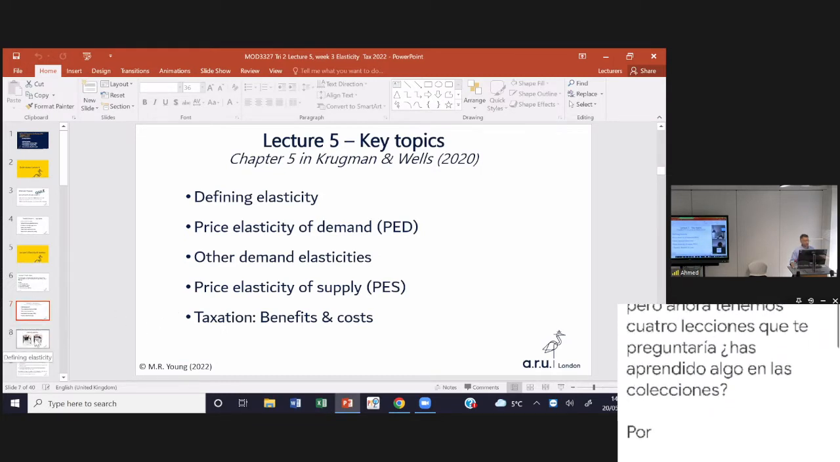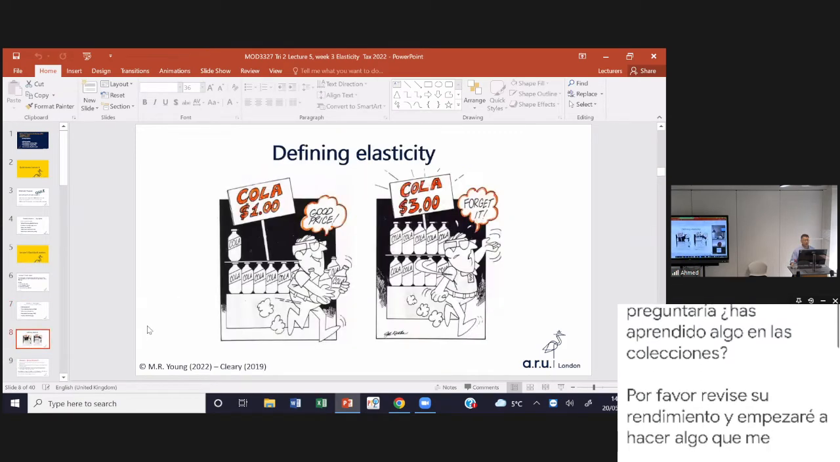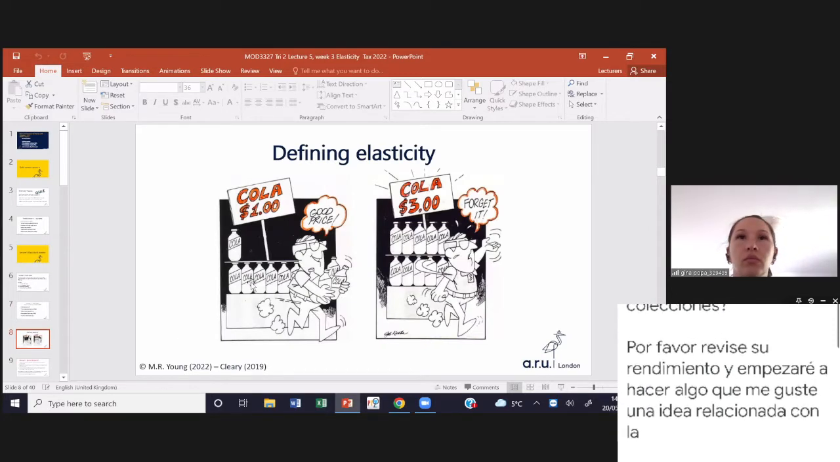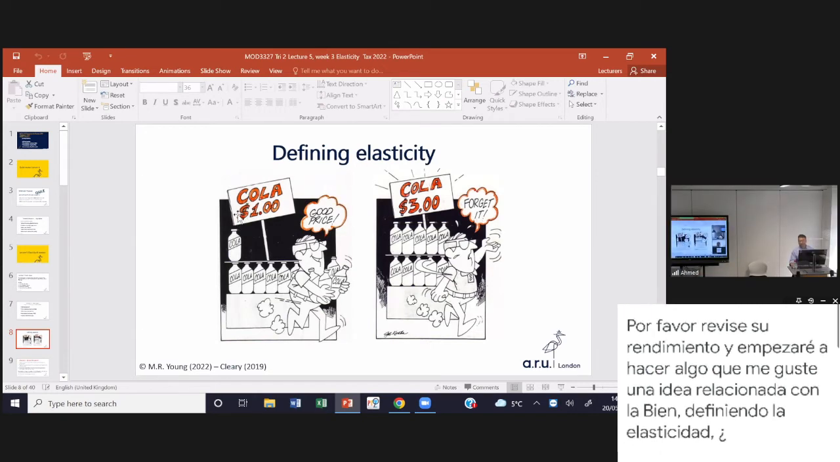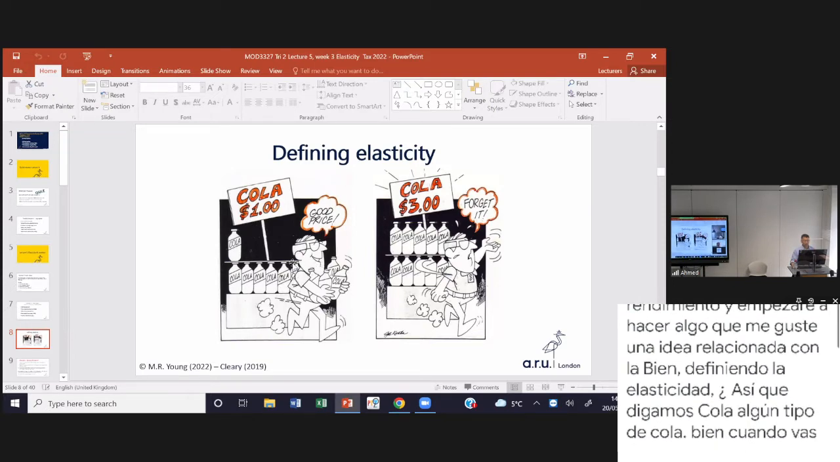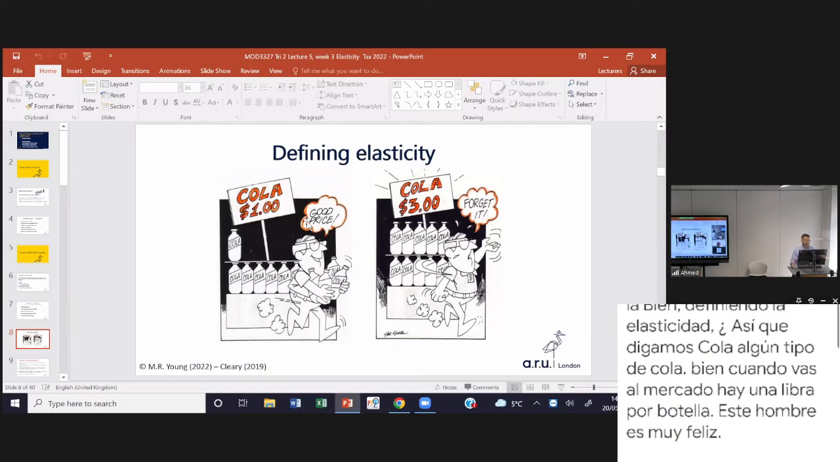Okay, today we are going to do something like a related idea, elasticity. Defining elasticity, right? So let's say cola, some kind of cola, any colas on the market, they're £1 a bottle. This man is very happy. He says, a good price. Let me take a few.